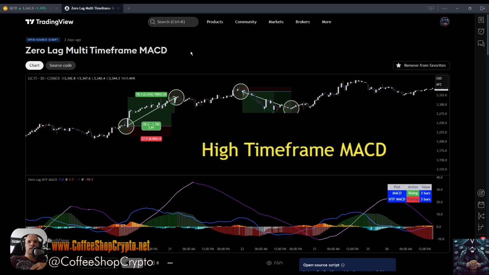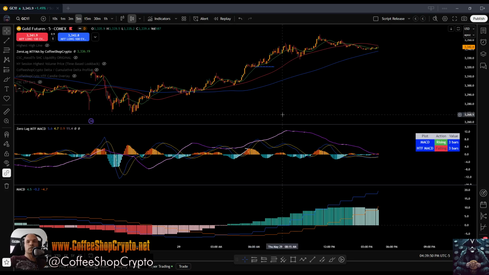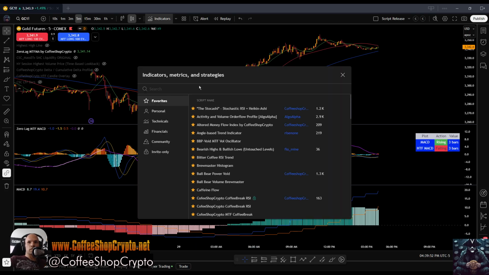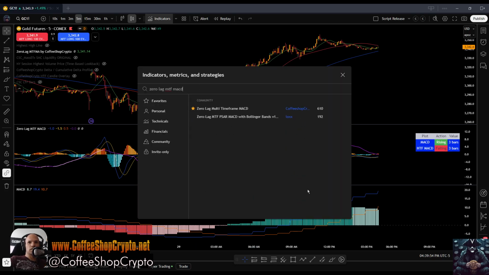So if you want to get your hands on the zero lag multi-time frame MACD, here's what you do. I'm just going to close this window because you don't need it anymore. Just go to your indicators tab and type in zero lag multi-time frame MACD, and you'll see it in the community. It's mine. It's not this one. This is some other one, whatever. It's going to be mine with Coffee Shop Crypto.